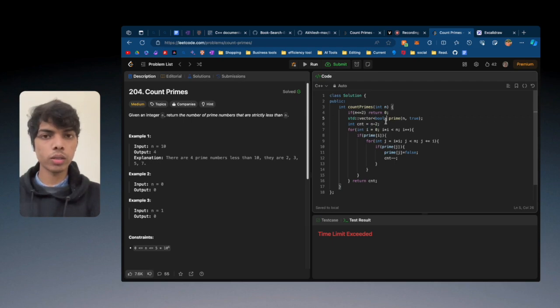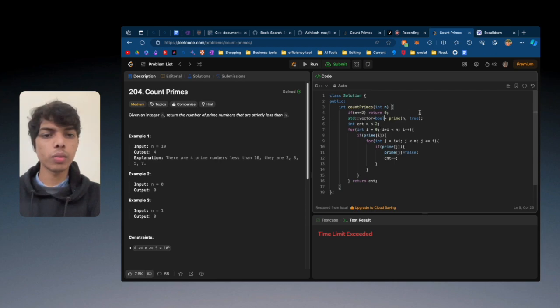Make sure that in C++ we use bool as a data type, and when it comes to Java, we use boolean. We write boolean like this in Java, but in C++ we write only bool.